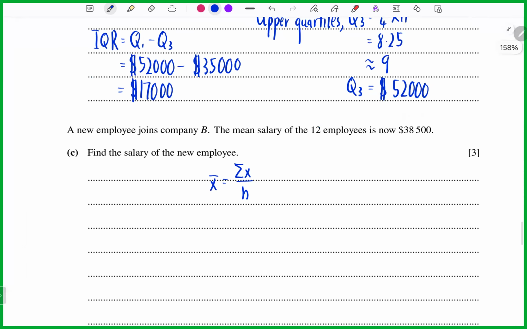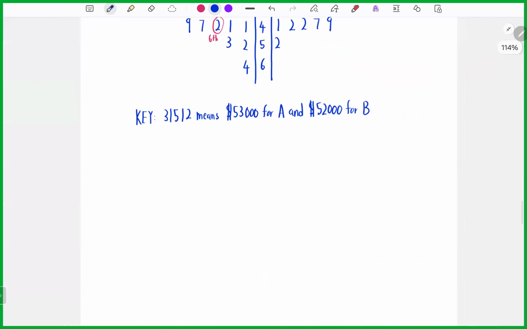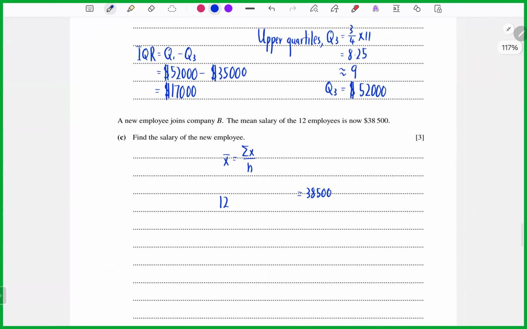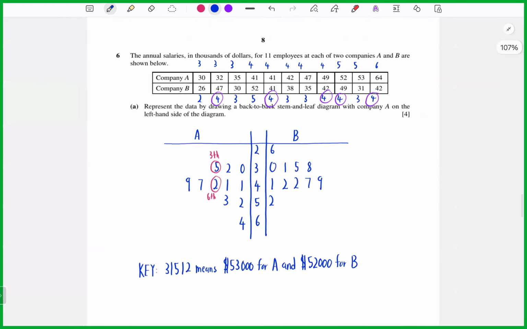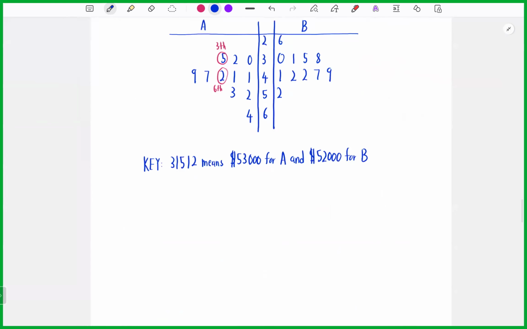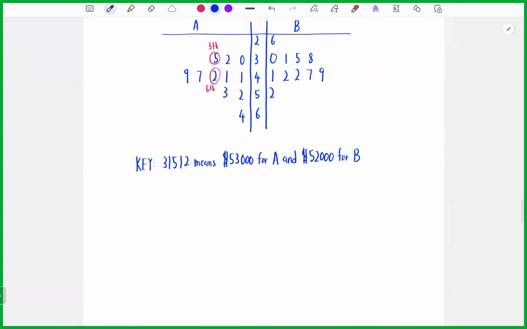Okay, so you have the salary of the new employee, right? So you can write here, never mind, just write the opposite. So 12 equals 38,500, right? And then we look at company B. I think there will be more values here. Okay, wait a minute.